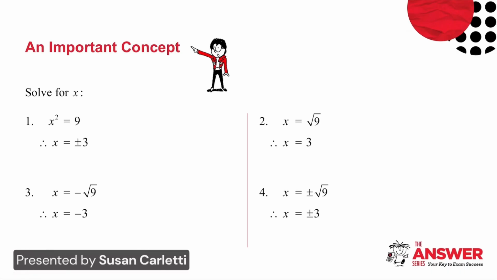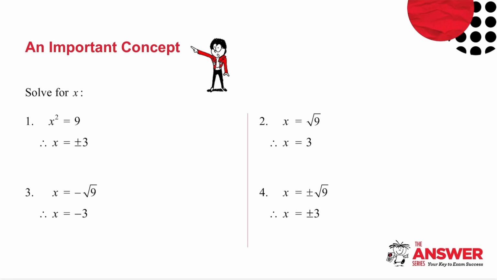I want to start off with an important concept. If I give you the following 4 examples to solve for x, we need to have a look very carefully and see what the difference is with each of them. In the first one, I've given you x squared is equal to 9. Well, if you think what times itself is equal to 9, your answer could be plus or minus 3. So if x squared is equal to 9, then x is equal to plus or minus 3.